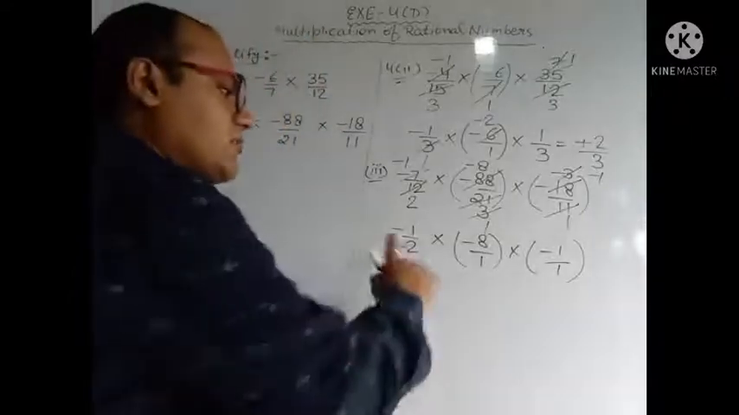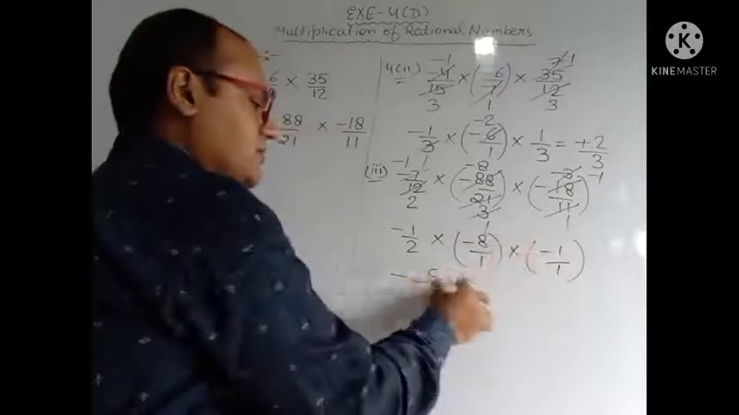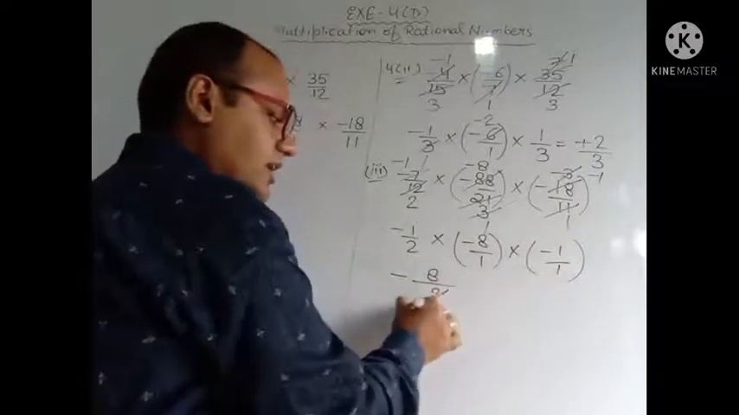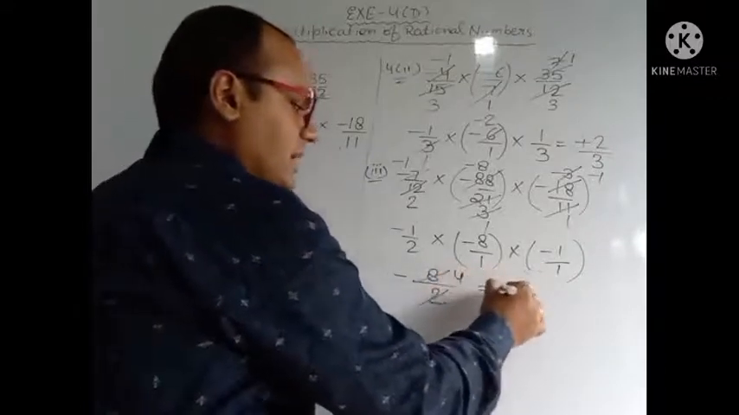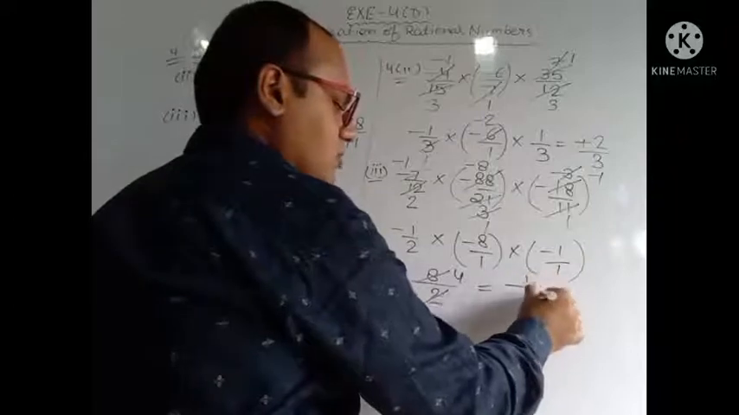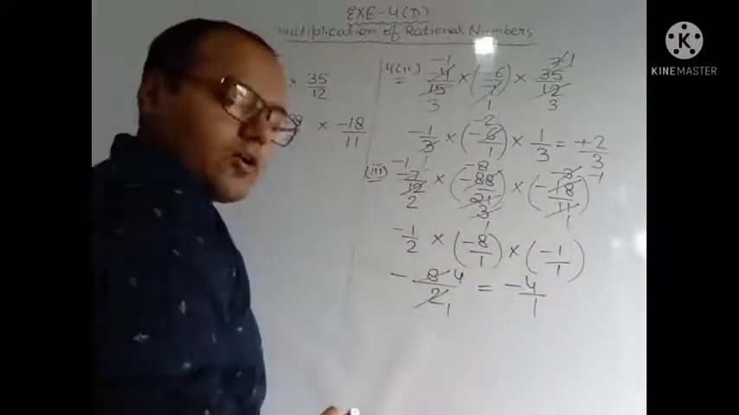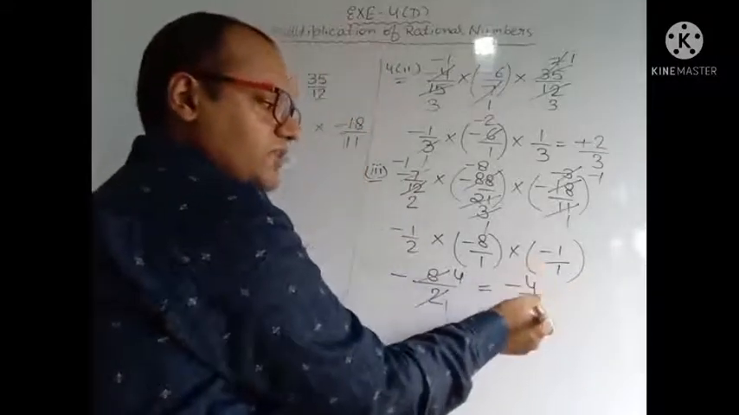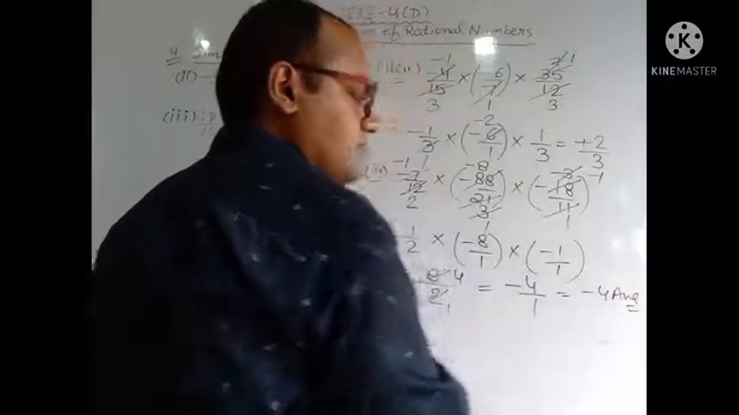Now the numerator we will multiply. 1 8s are 8, 8 1s are 8, 2 1s are 2, 2 1s are 2. Again we will cancel these two. 2 4s are 8. So the final answer is minus 4 upon 1. So minus 4 upon 1 is your final answer. When we divide this 4 by 1, the answer will be 4 only. So your answer is minus 4.